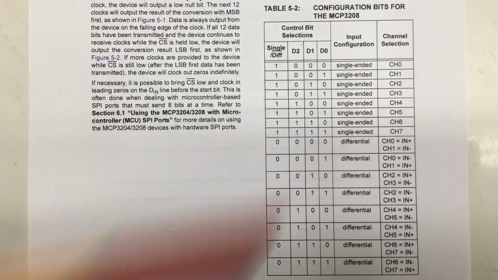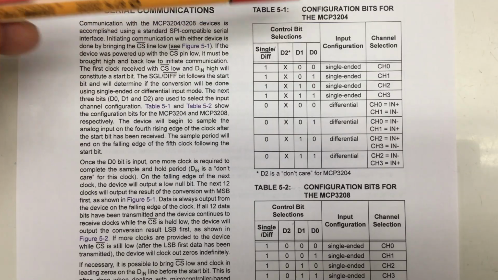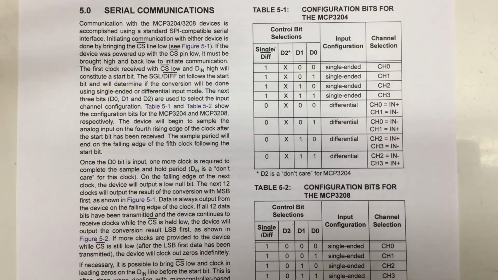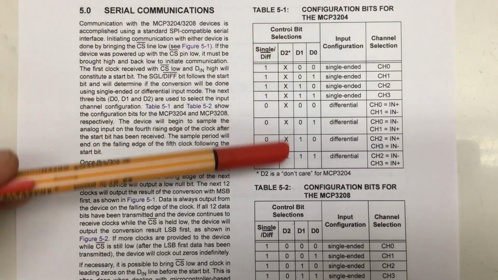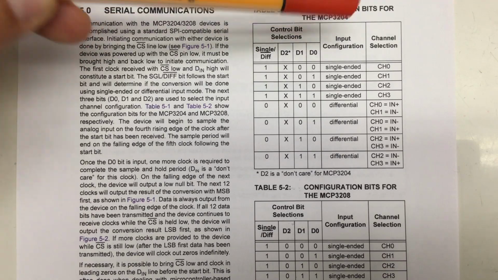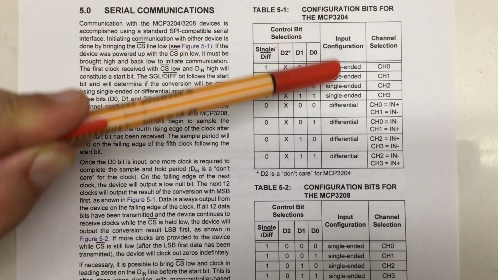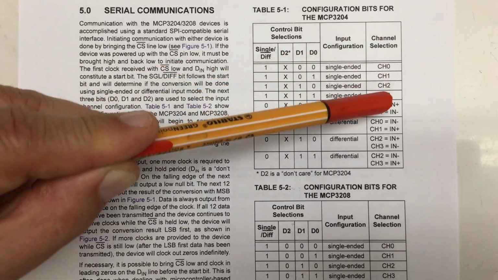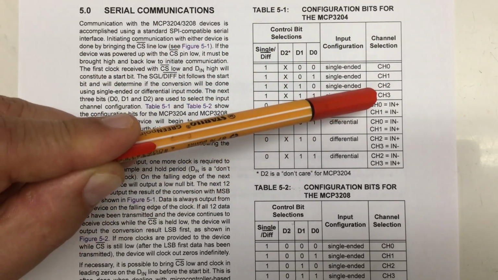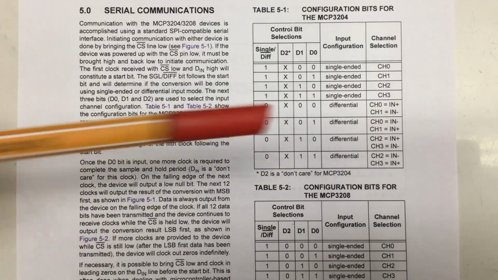And that's it. For the next smaller models, the MCP3204s and 3004s, it's almost the same, but for the fact that the D2 bit is ignored. 4 inputs is exactly half of 8 inputs, so we need only 2 bits to identify the channel and only 1 bit to determine the input pair for the differential measurements.